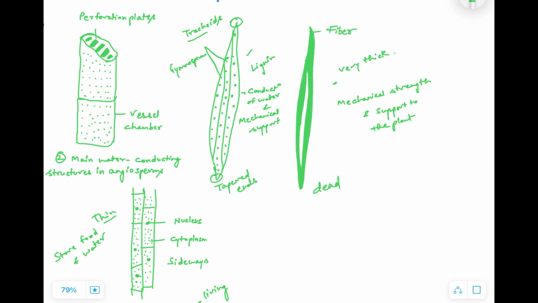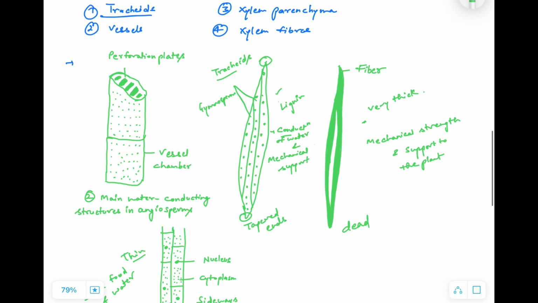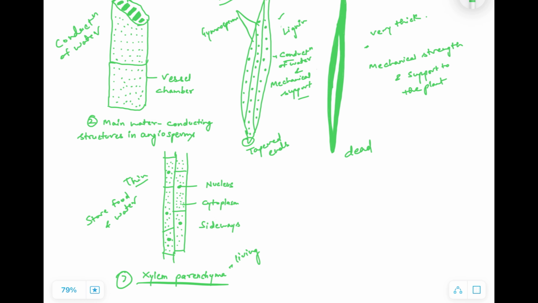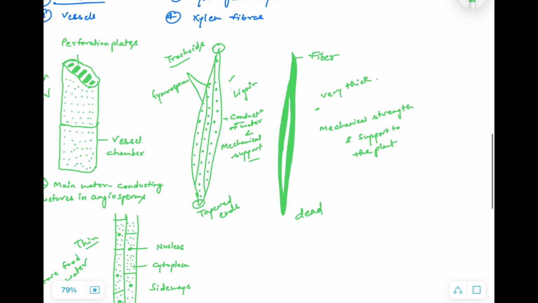Main function of tracheids is conduction and support. Main function of vessel is conduction of water. Main function of xylem parenchyma is storage and lateral transport, and main function of fiber is mechanical support.